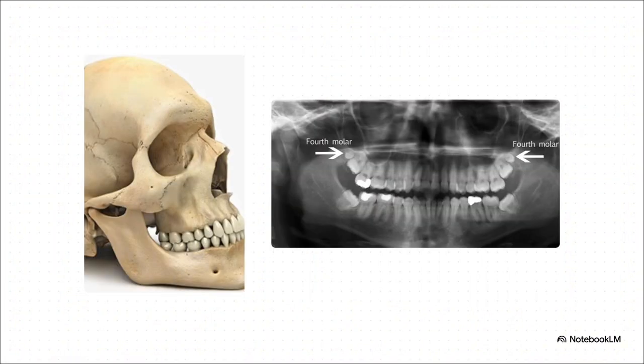Simple as that. And this right here shows it perfectly. On the left, you've got a physical skull. You can see how solid that bone is. And on the right, you see how that exact same dense bone shows up as those bright, white, radiopaque areas on the X-ray. It's a direct translation. So now that we have our legend, our tour can officially begin.